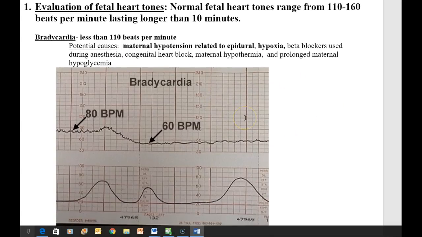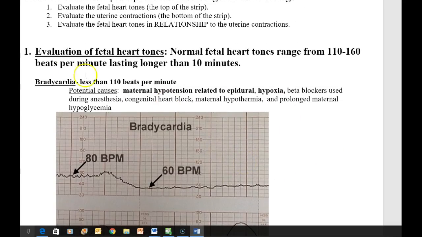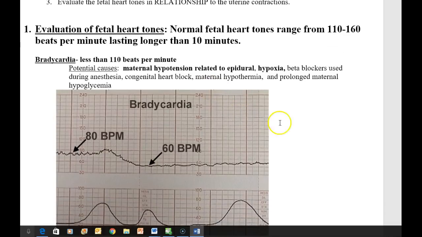So things that can cause bradycardia, and bradycardia is less than 110 beats per minute, is anything that decreases the pressure to the placental site. So anytime there's not oxygen available for the fetus, the fetal heart rate will decline. Of course, we don't like it when the fetal heart rate declines because we know that that's hypoxia or a hypoxic situation. We know there's acidosis, and if this is not relieved rather quickly, it can result in brain damage.